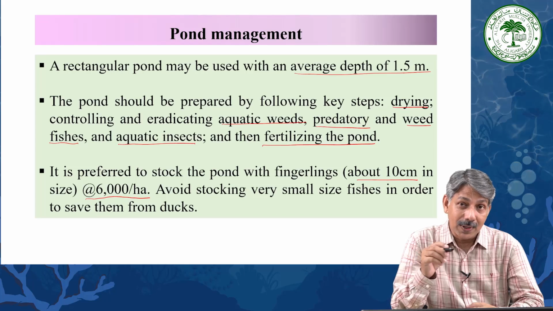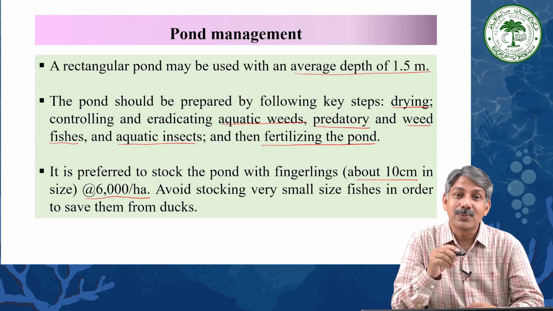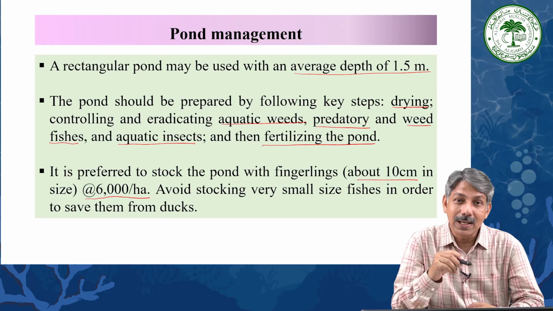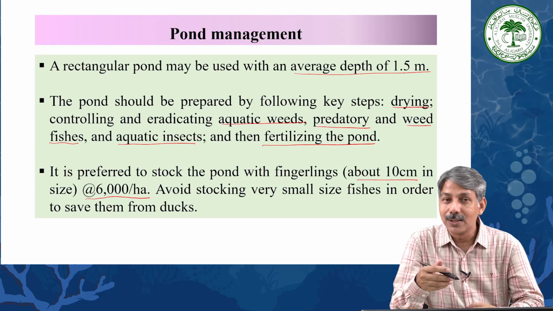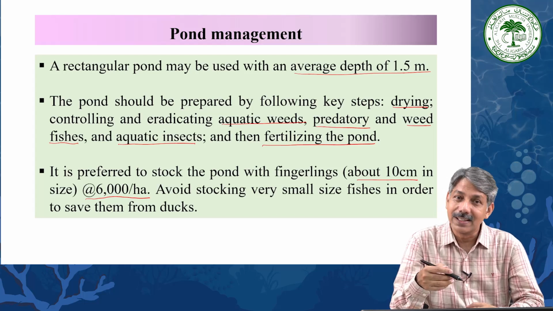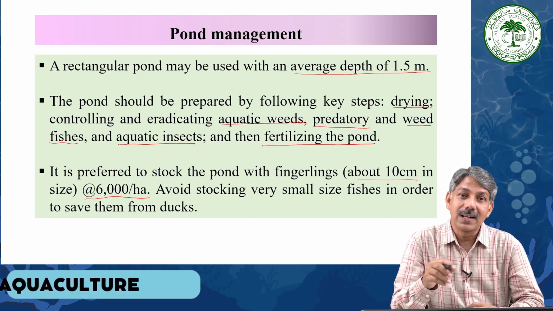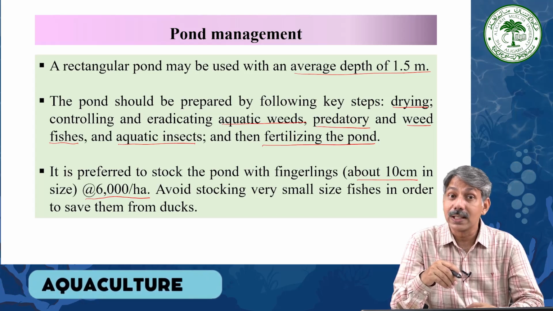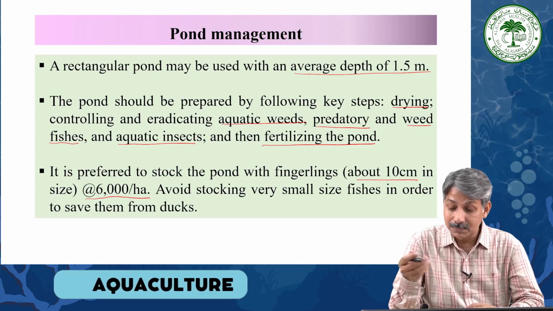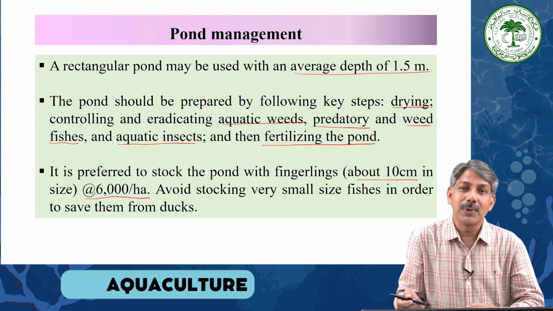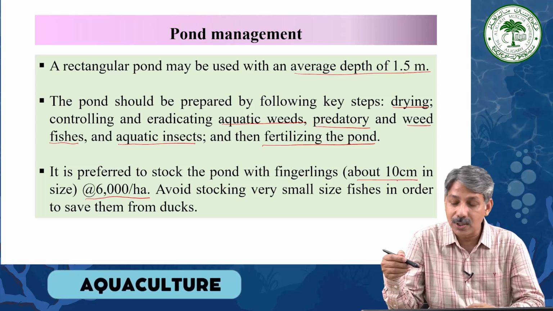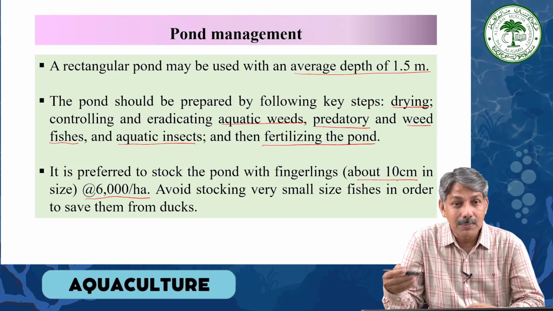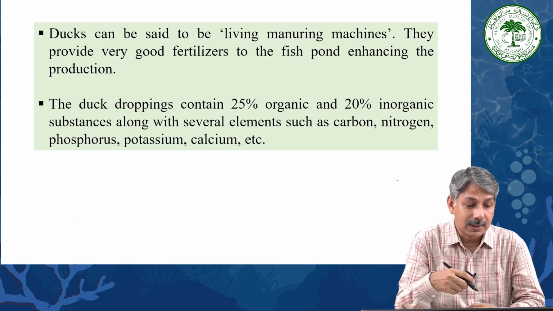But remember one thing, that you do not have to stock very small size fishes, because they may end up being the duck food. When ducks come into the pond, if very small fishes are there, they will eat them also. So always try to stock fish which are larger than their mouth size, which they cannot easily feed upon. For example, 10 centimeter is okay. The fishes become very active, and it will be very difficult for the ducks to catch them. And of course, with the passage of time, they will grow further.